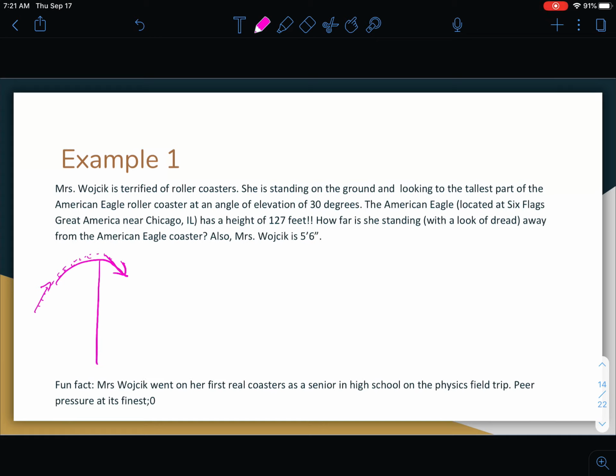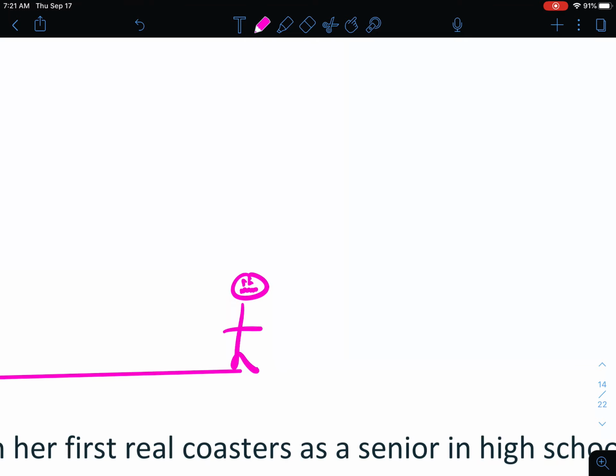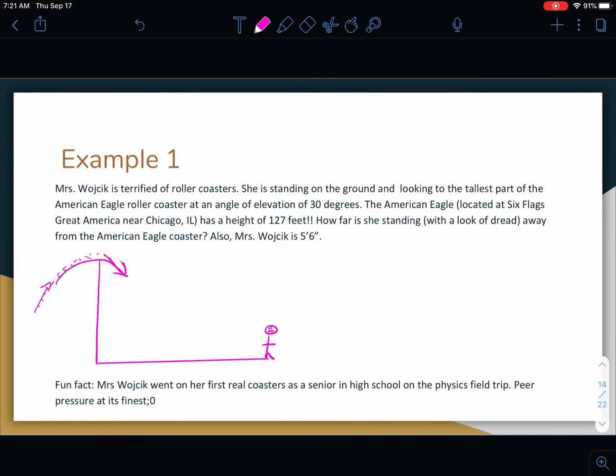So I am standing, oopsies, that's a little bit crooked. I kind of want to do that again. Okay, so I'm standing over here, and so I'm going to put me right here. Think of me having like a real scary face. Am I allowed to make this bigger to put in my scary face? Okay, there I am. I'm super, super scared, which is not a lie. That is totally true. And I want to know how far away I am from this highest point. Okay, and we're thinking along the ground. How far along the ground am I standing?